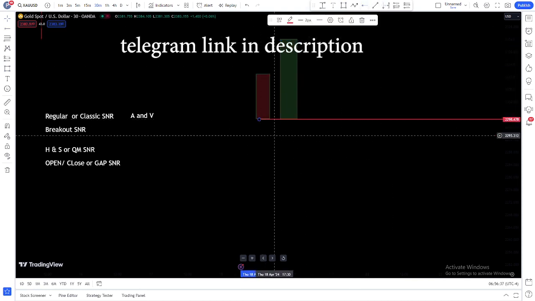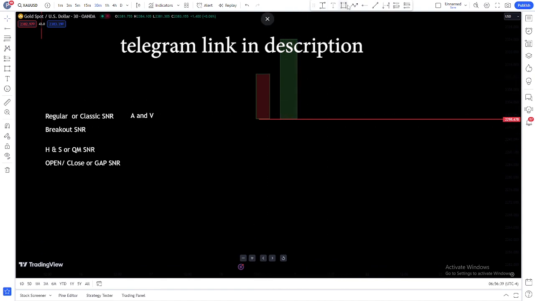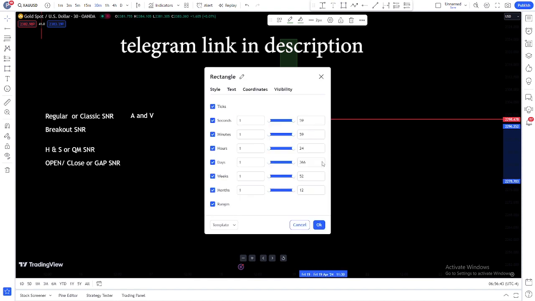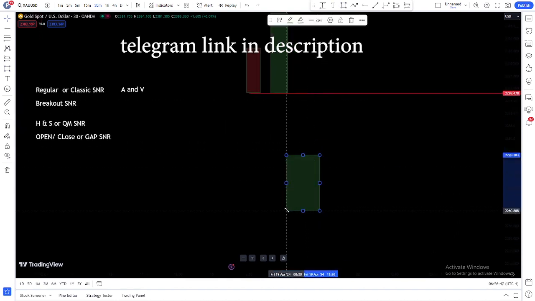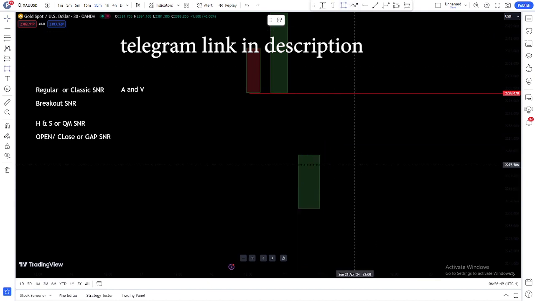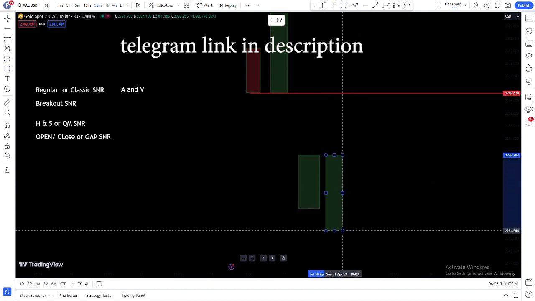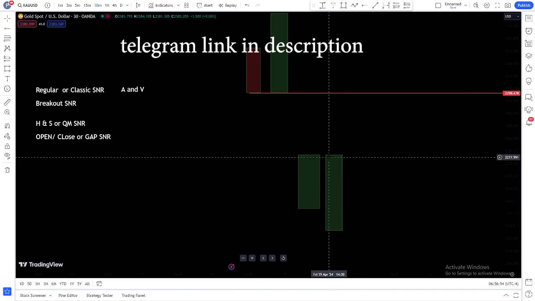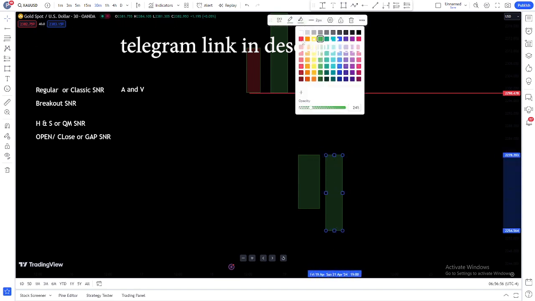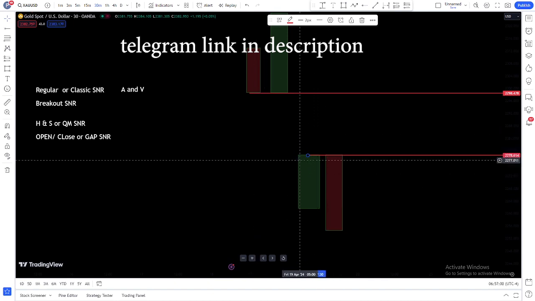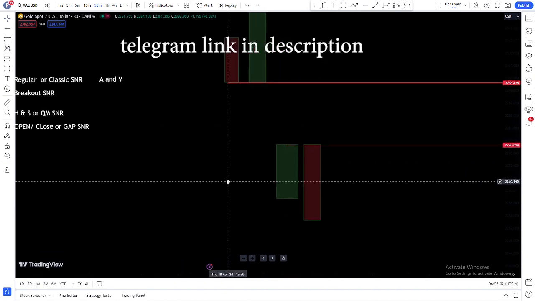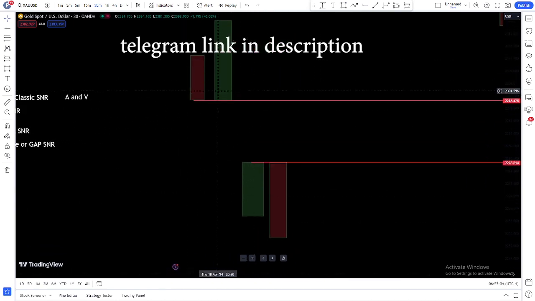And if we have a green candle here, and a green candle here, we are going to have a red candle eventually here. So we are going to have this kind of A shape. So how are we going to call it an A shape and V shape? This is the A shape and V shape. Also, we are going to call it a regular or the classic SNR.